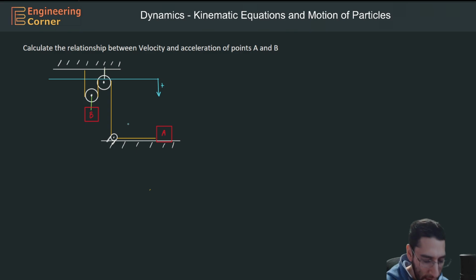So I need another line that is going to go through A, and I'm going to define my positive direction this way. We always define the positive direction. We never define a negative direction. So now I want to figure out the total length.